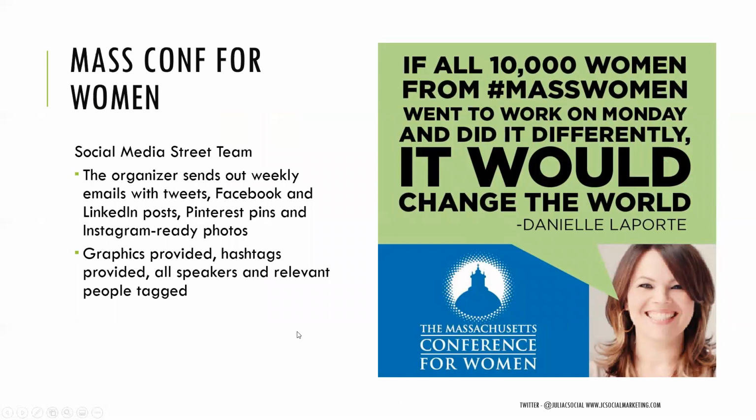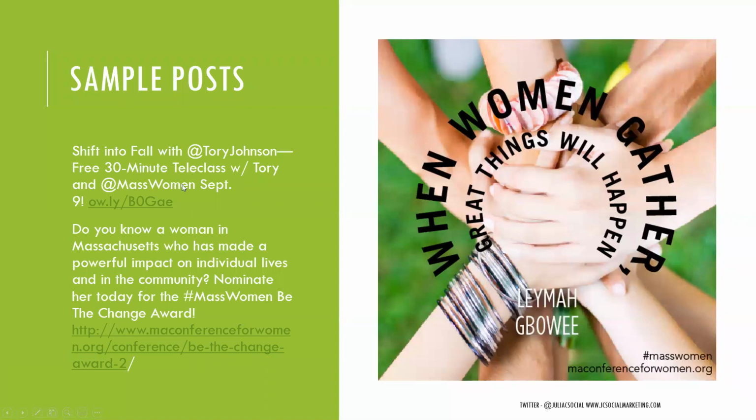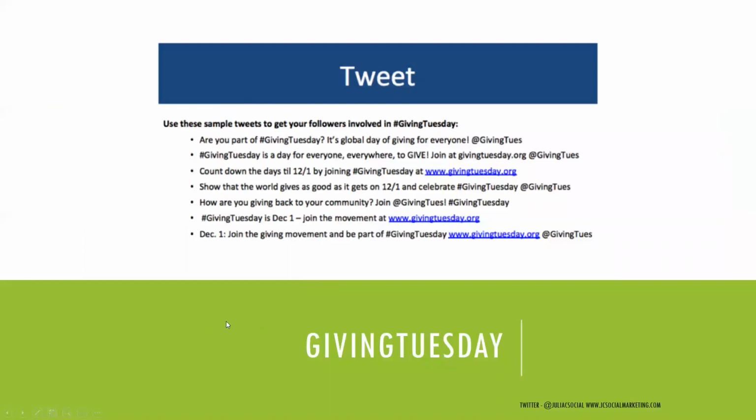An example of a social media ambassador program that I participate in is the Massachusetts Conference for Women Social Media Street Team. So the organizer does everything that I recommend: weekly emails with the tweets, everything written, all the graphics, all the hashtags, all the speakers tagged, and the sample posts. And what I do is I often just take 10, 15 minutes on Monday morning and schedule out a bunch of different posts for the week. So they're not all going out at once, but I'm still pretty active almost every day tweeting about the Conference for Women.